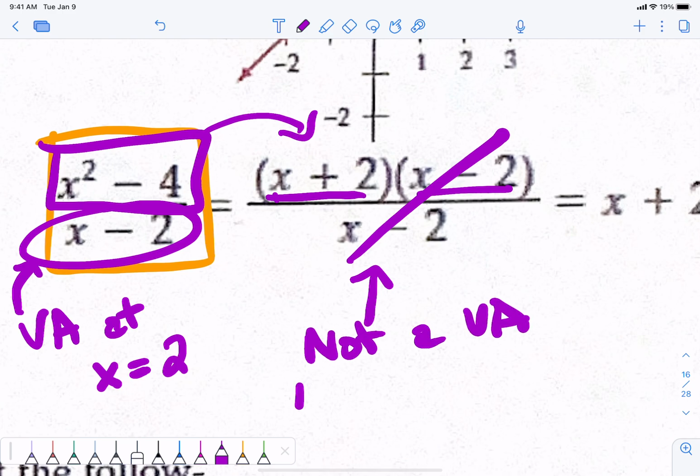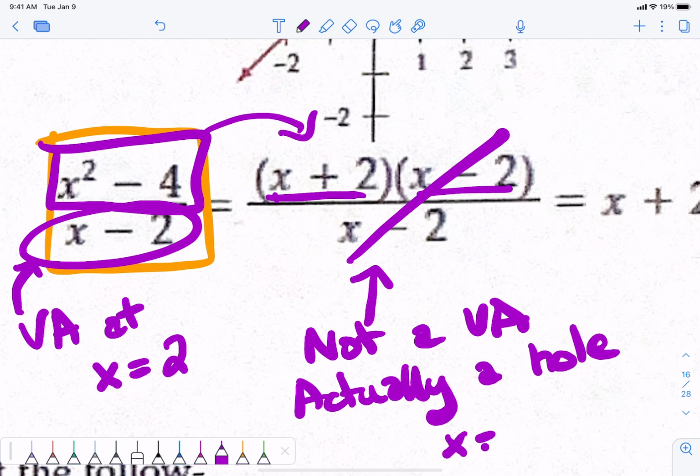It is actually a hole at x equals 2. Even I knew that. Okay? It's a hole at x equals 2. So, when is it considered to be a hole? What happens when it's a hole instead of a VA? How do you distinguish between them? If the bottom cancels with the top. So if it occurs in the top also, when it cancels out, that's actually a hole and not a VA, right? So always check that.